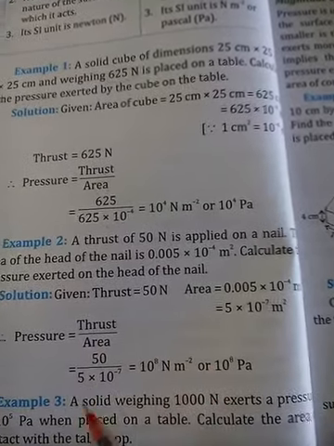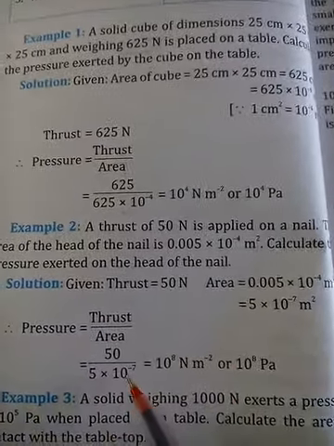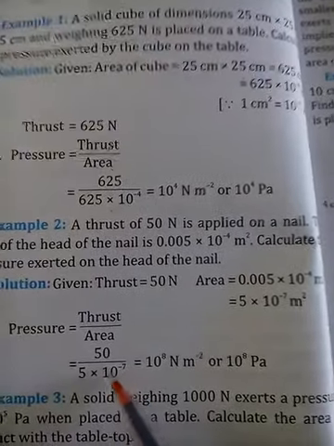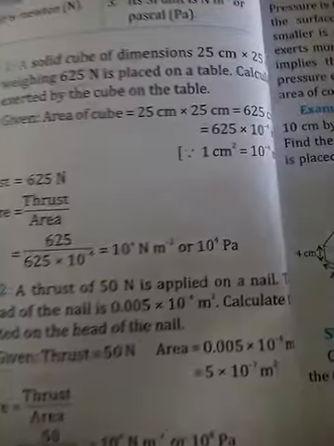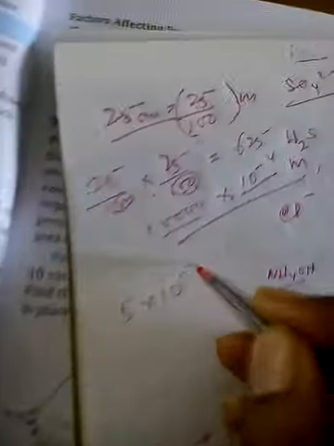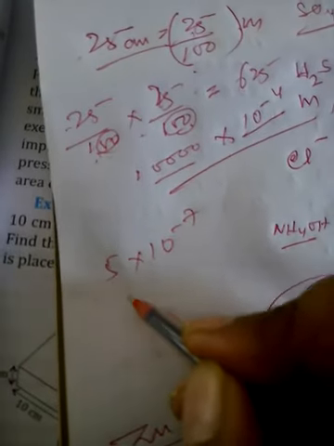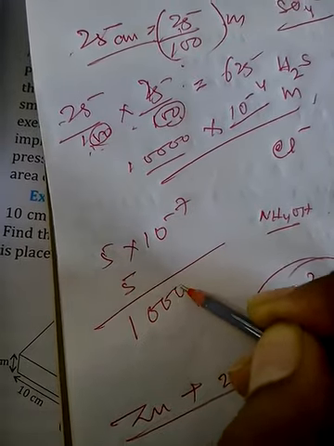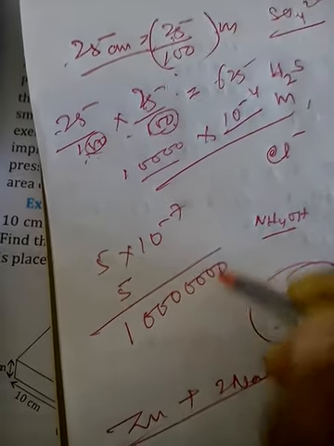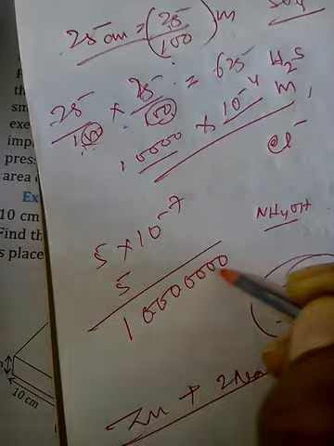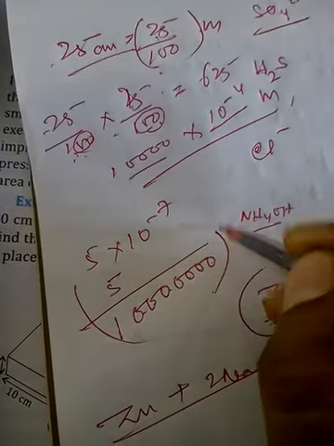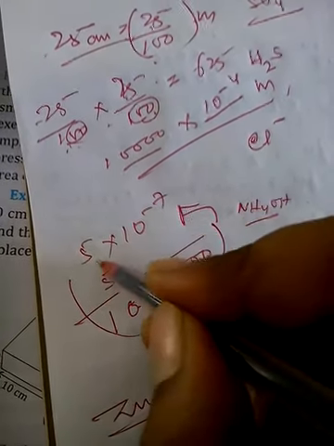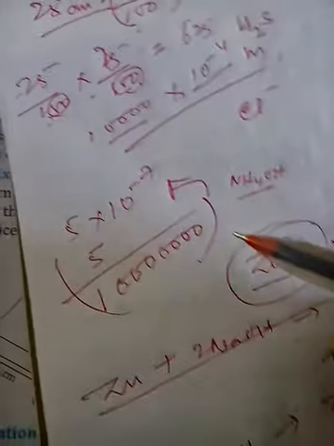Now what does 10 to the power minus 7 mean? Minus means it is divided. For example, 5 into 10 to the power minus 7 is given. You know what the meaning of this is? This means 5 divided by 1 with 7 zeros, 1 2 3 4 5 6 7. So you write this in scientific notation, in short form, as 5 into 10 to the power minus 7.